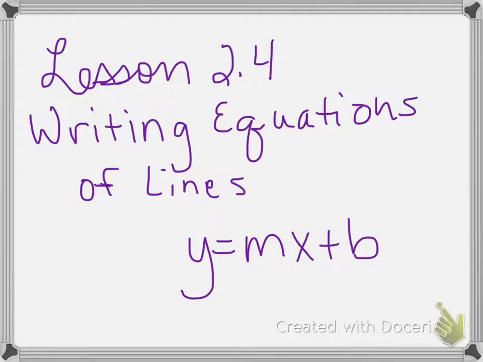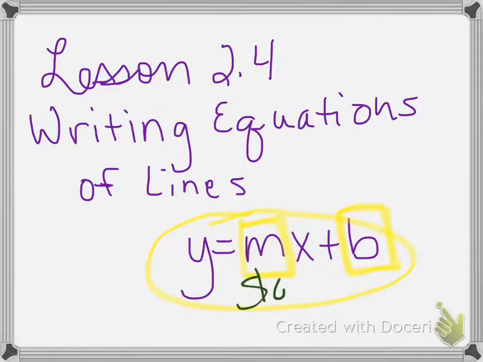This is lesson 2.4, writing equations of lines. Most of the lines we're going to write will use the equation y equals mx plus b, which you may recognize as the slope-intercept form of a line. Remember that m stands for slope and b stands for y-intercept.